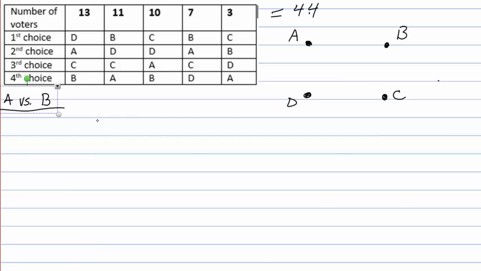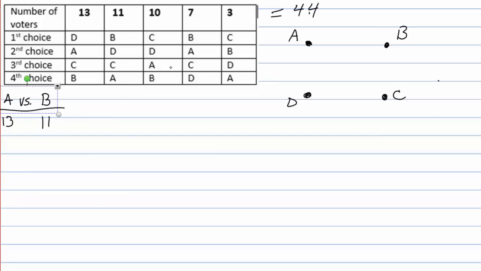The one they ranked higher then gets all the votes for that particular column. In this case, if you look at the very first column, those 13 voters ranked A as their second choice and B as their fourth choice. So those 13 voters preferred A to B, so A gets all the 13 votes of that column. In the second column, B is ranked number 1 and A is ranked number 4. So we see that those 11 voters prefer B to A. So B would pick up 11 votes.